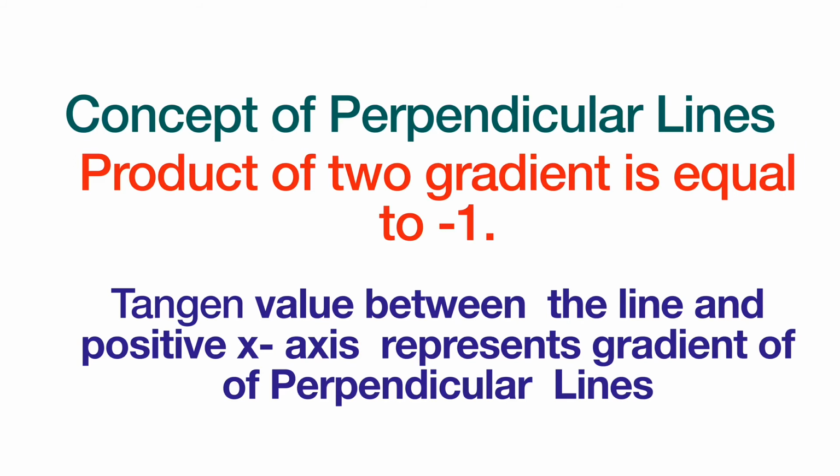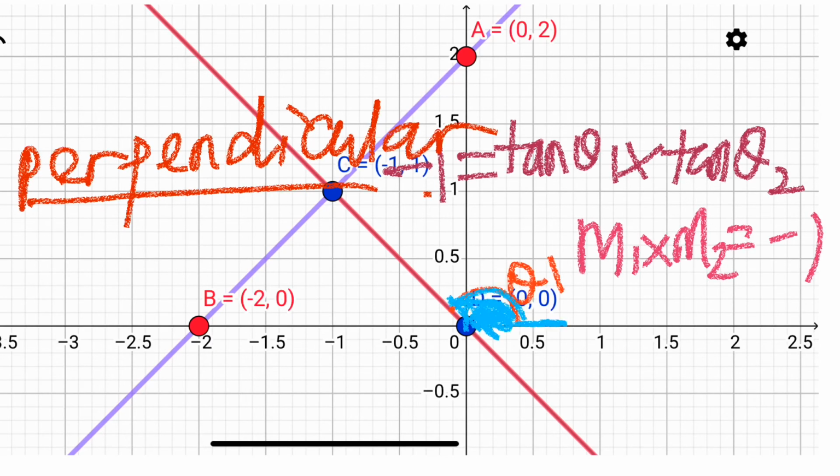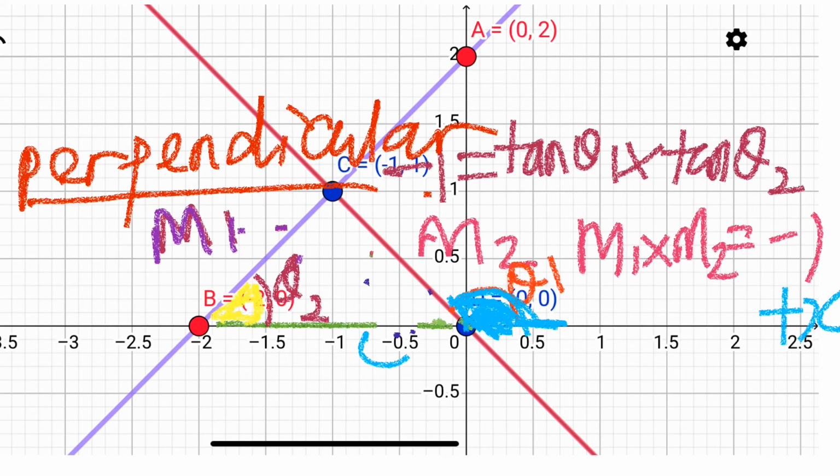And the angle here must be the angle between the line and the positive x-axis. Please highlight the keywords positive x-axis. Now, for this figure, I show you both lines are perpendicular, and theta 1 and theta 2 are not the same. The right angle happens at point C, and the product of the two gradients must be equal to -1, and the gradient is represented by the tangent value.